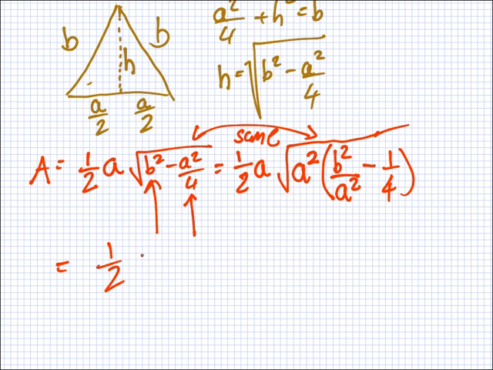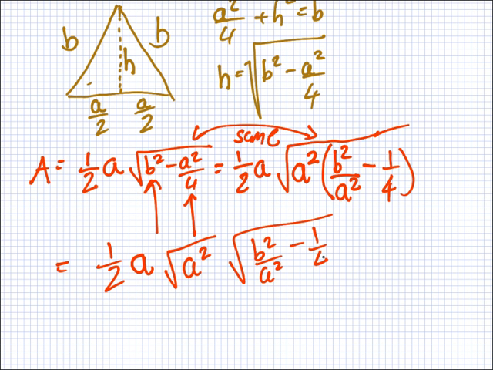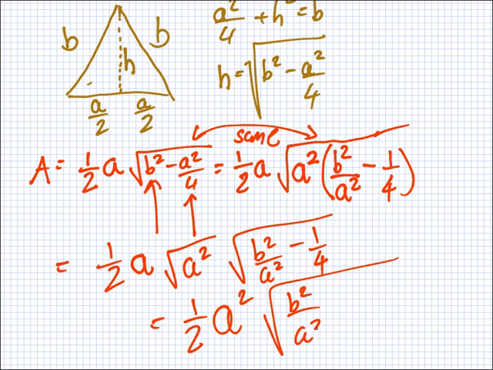I don't? Okay. Right, so this is square root a squared, square root b squared over a squared minus 1 over 4. I just split this into 2, okay? Square root first, square root second. What's square root of a squared? A. And what's a by a squared? A by a? A squared. So this becomes a half a squared root b squared over a squared minus 1 over 4.